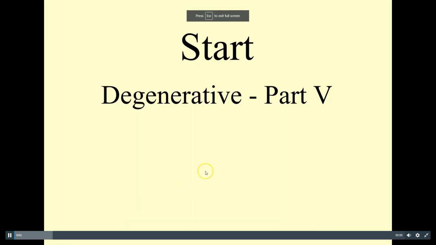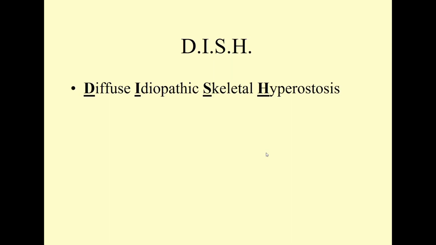All right, degenerative part 5. Now we're going to turn away from degenerative joint disease and start looking at some of the other members of the subcategory of arthritis we refer to as degenerative. So we're going to take a look at really quite a common arthrotype, DISH for short, diffuse idiopathic skeletal hyperostosis.